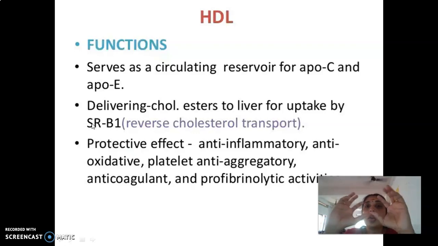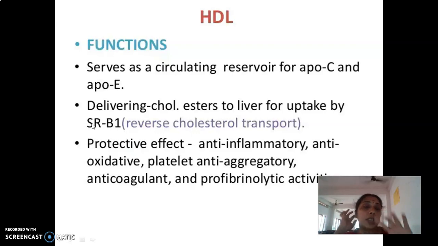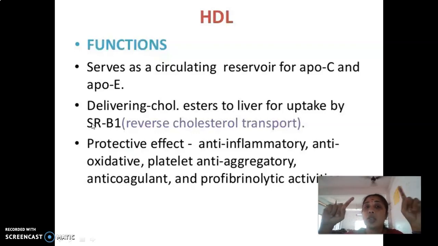And these HDL molecules, which are now spherical in shape, come out. They are released back into the circulation and start moving towards the liver, because the function of HDL is to take the cholesterol esters from the peripheral tissues to the liver. So they detach from the peripheral tissues, enter the blood, and through the systemic circulation they move back to the liver.